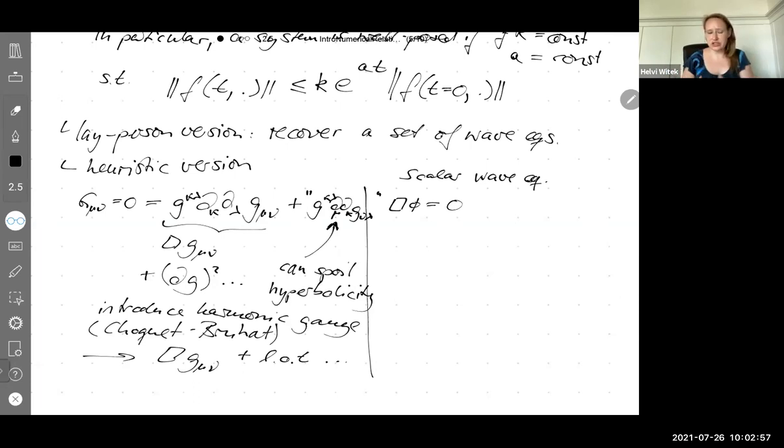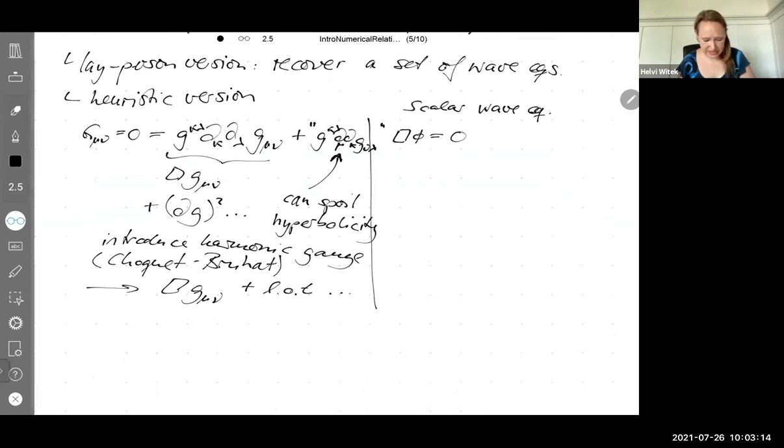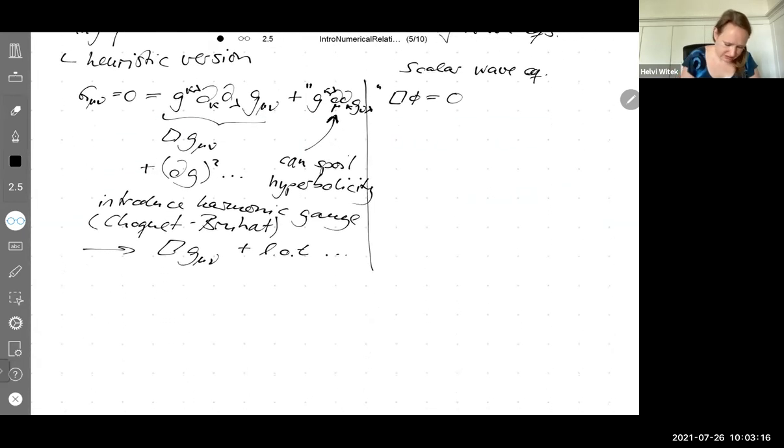Now, the second version, which was realized shortly thereafter by groups now in Rochester and NASA Goddard, is a slightly different one. That's the second one that I will talk about, and that's the one that we have in the Einstein Toolkit. So if we label the first version as the 4D version, then the second version would be like a 3+1 version.